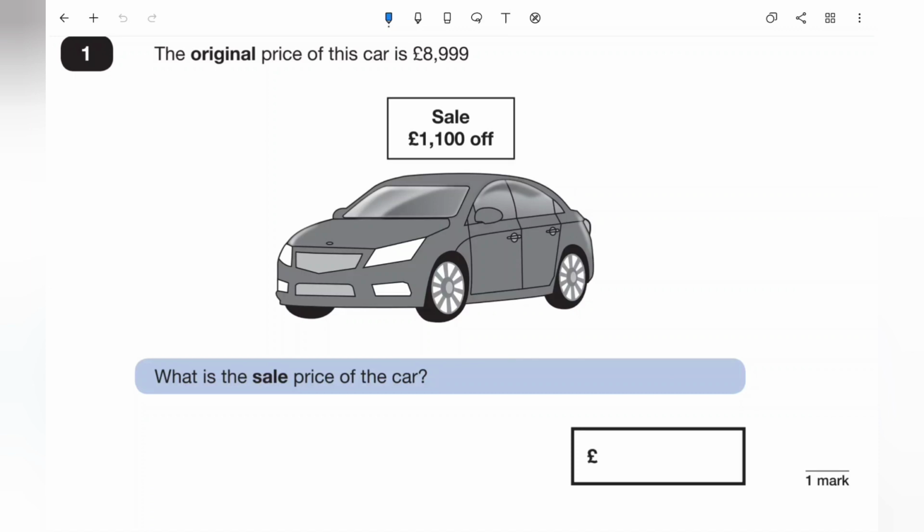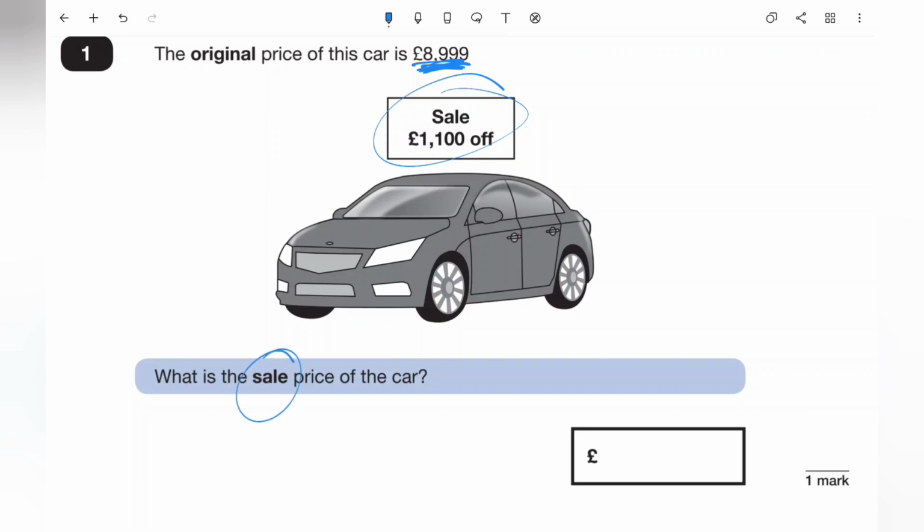Okay, remember, read the question properly. A lot of students read it and they capitulate and they get confused. So read the question properly. What is the sale price? Remember, this is the original price. This is what people were paying. But now there is in fact a sale, and as you can see, they get £1,100 off. So they're asking us what is the sale price of the car.